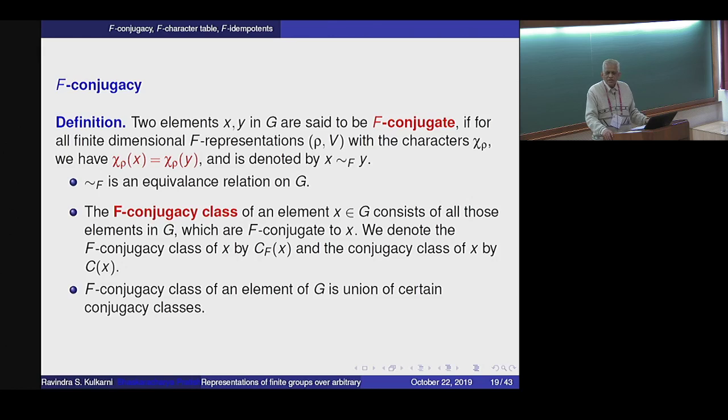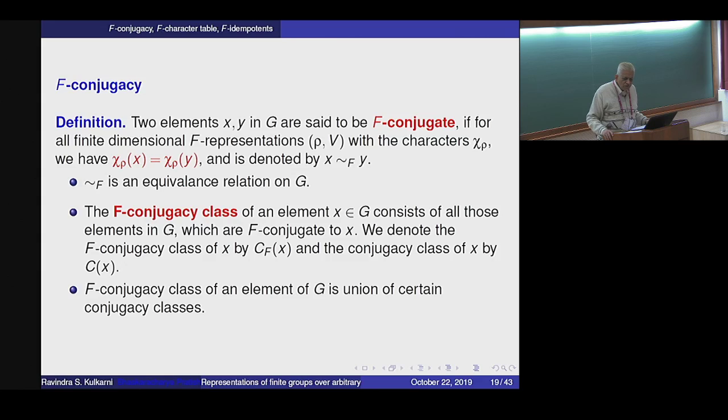So when F is algebraically closed, this is the standard result in the algebraically closed case, that these irreducible characters are in one-to-one correspondence with the irreducible representations. Irreducible character means it cannot be written as a sum of two other non-trivial characters. So this is obviously an equivalence relation, and the F-conjugacy class of X consists of all those elements in G which are F-conjugate to X.